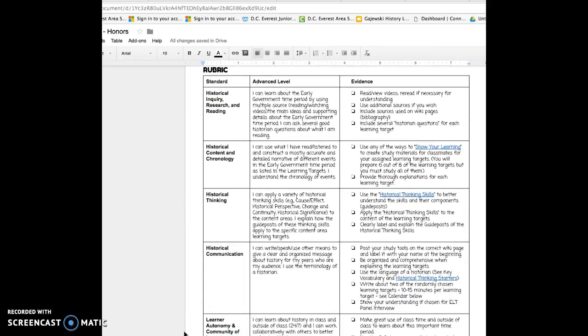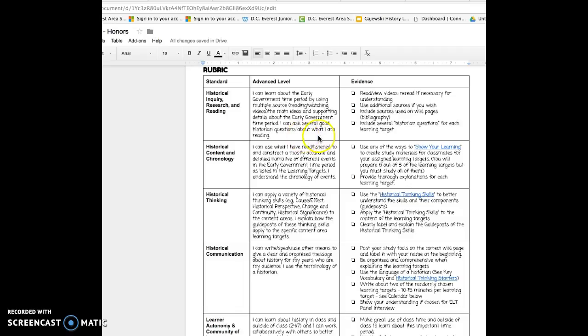and here we have our rubric. This rubric can also be found on Haiku if you want to look it up on there. All right, so we're going to look at our 4 standards that we have. Inquiry, research, and reading. And that one says that you're going to do quite a bit of reading in here, mostly from the Discovery Education textbook, or sources of your choice, and looking at the main ideas, understanding the early government period, the Articles of Confederation, the compromises in government.